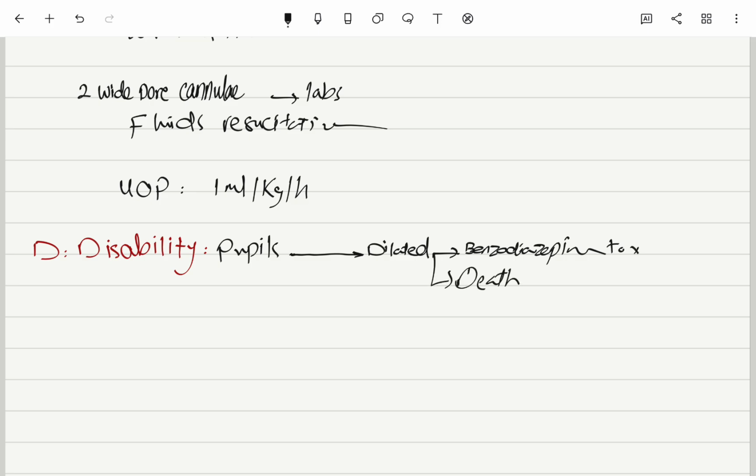It is one of the signs of death, but it may not indicate death. It is not a definitive thing that diagnoses death, but it is one of them. Absent reflexes and other things. Okay, and if it is constricted, it may indicate a lot of things, but the most important one is morphine toxicity.